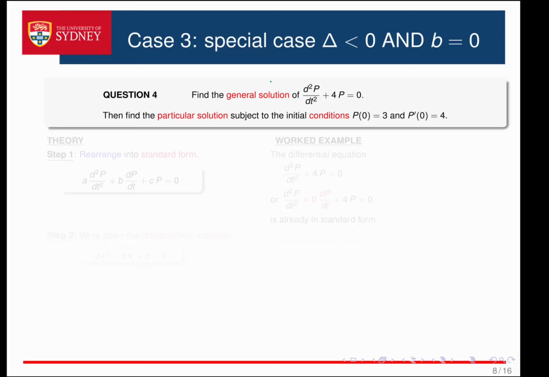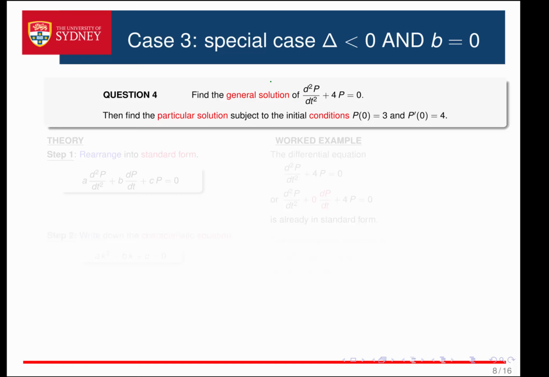Slide 8. Example of case 3, but where b is equal to 0. Consider the following second order differential equation. This differential equation is chosen to satisfy the conditions of case 3. However, observe that there is no term containing just the first derivative. That is, the coefficient b is 0. Now when b is equal to 0, the solution simplifies enough to treat this as a special case of case 3. As usual, we will solve the question in two stages.